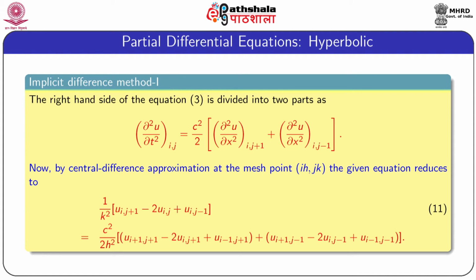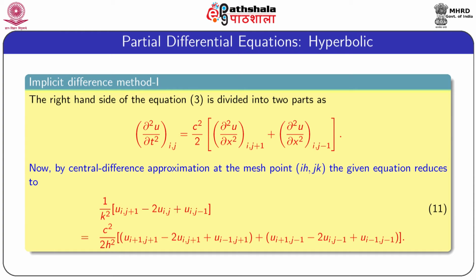By central difference approximation at the mesh point (ih, jk), the given equation reduces to this one. The left hand side is the approximate value of ∂²u/∂t² at the mesh point (ih, jk). That means it becomes 1/k² into (u(i,j+1) - 2u(i,j) + u(i,j-1)). So in this case, the value of i remains unchanged, but the value of j is changed. That means the values of j are j+1, j and j-1, because the derivative is taken with respect to t, that means the second variable.